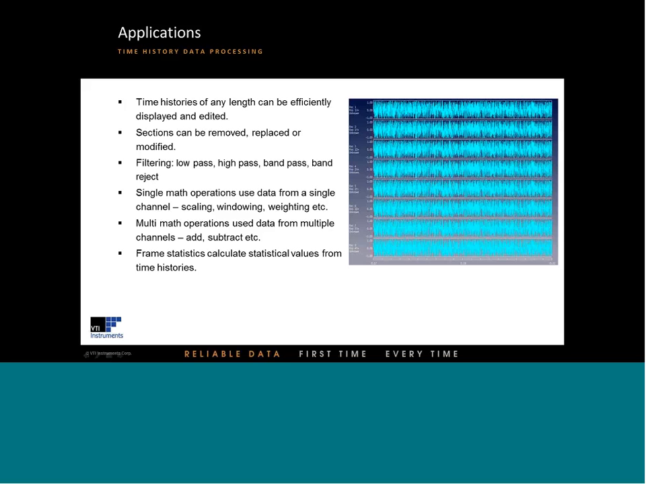And one of the first types of post-processing is just taking the raw time data and manipulating that. Test for I-DEAS can efficiently edit and display time histories of any length. It's basically disk-based, so there are no memory limitations, as everything is handled essentially on a block-by-block basis using the disk. Sections can be removed, replaced, or modified.